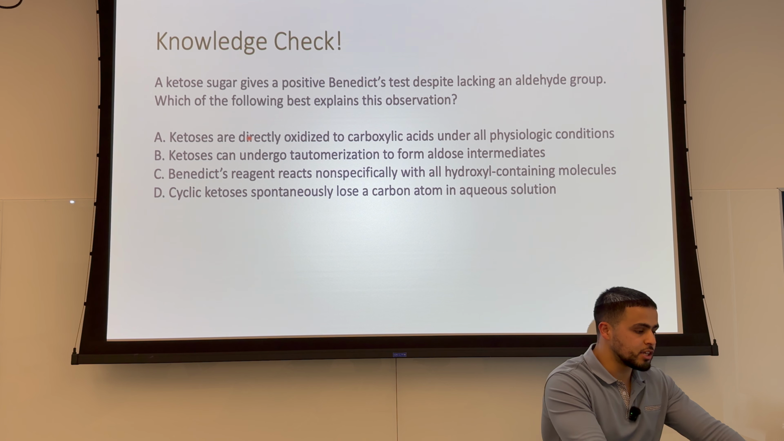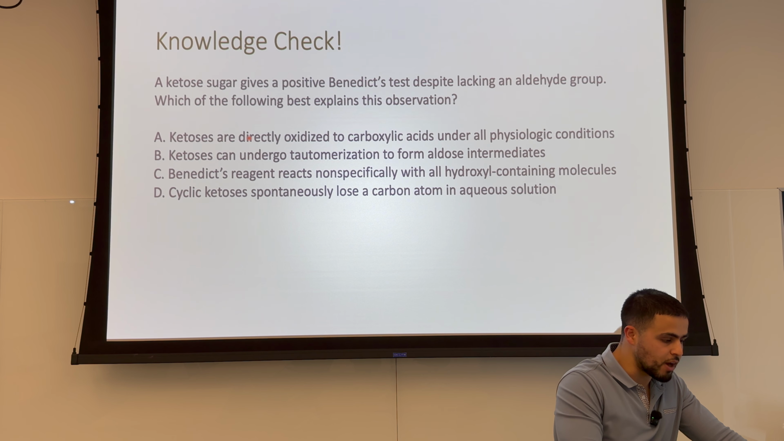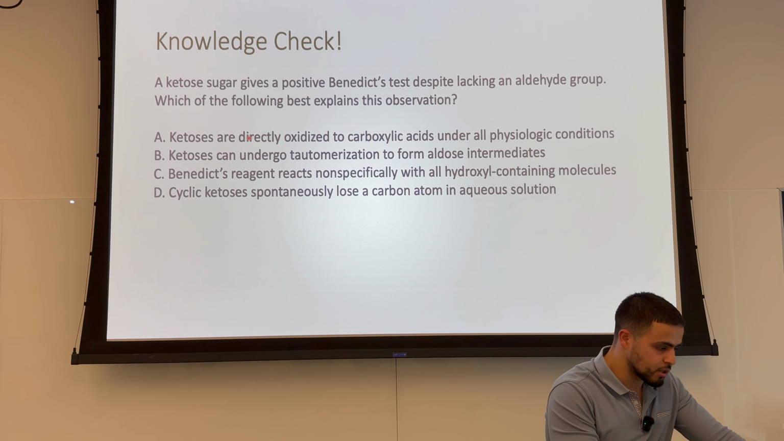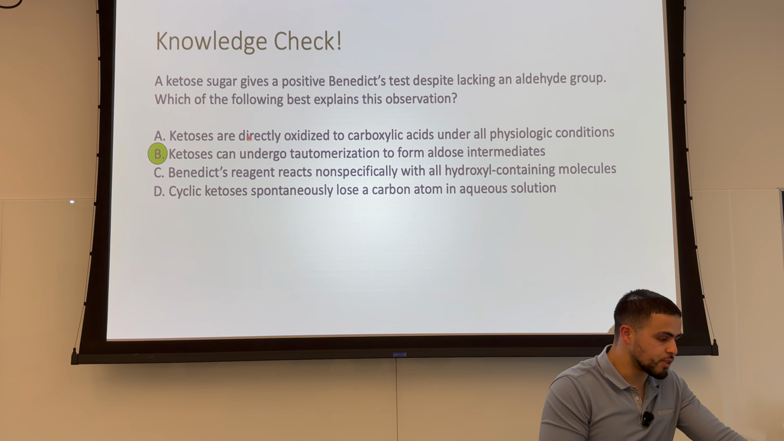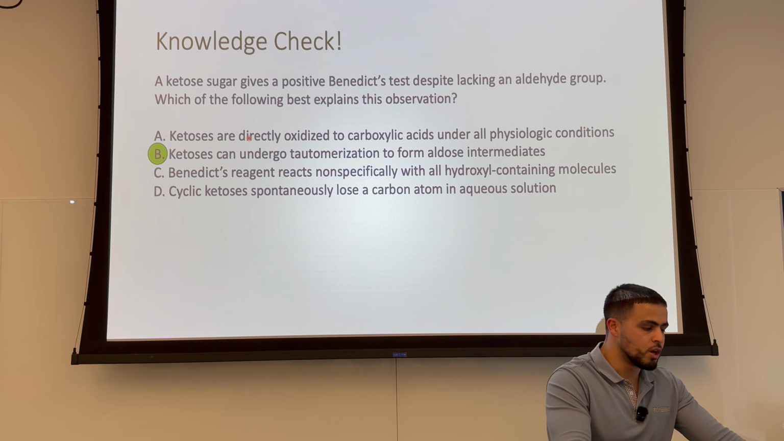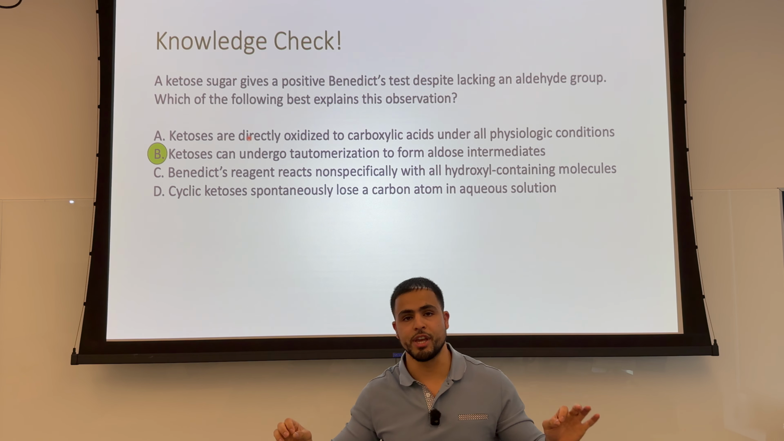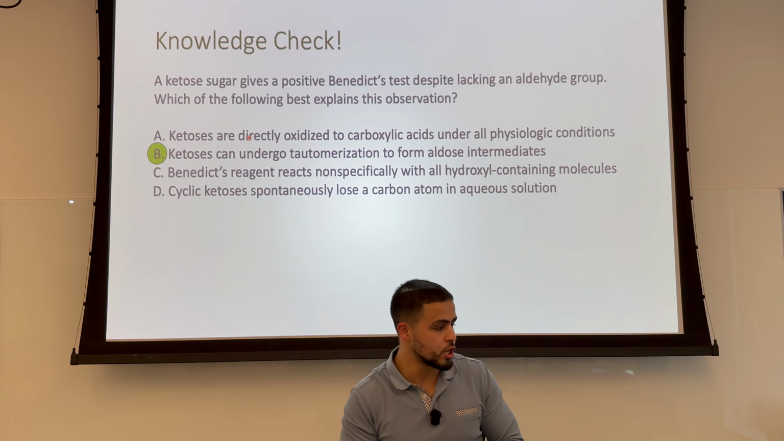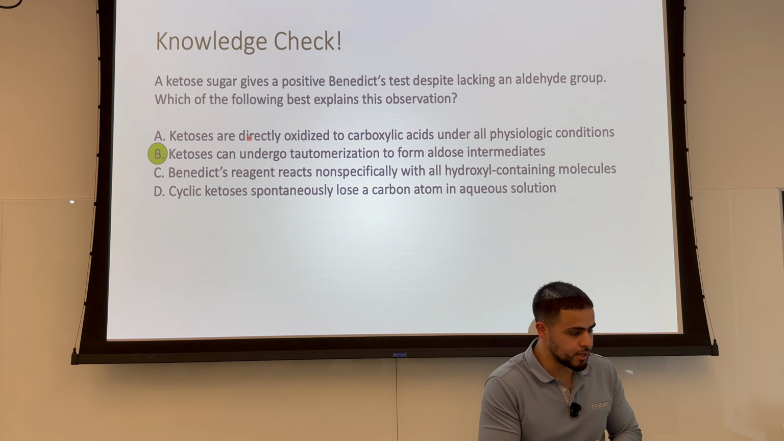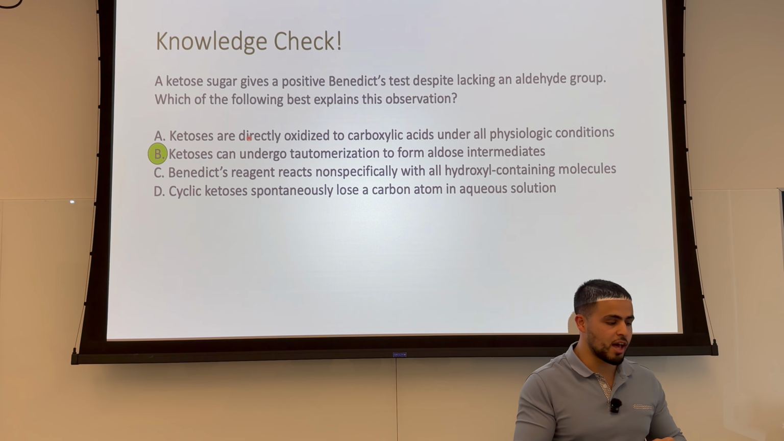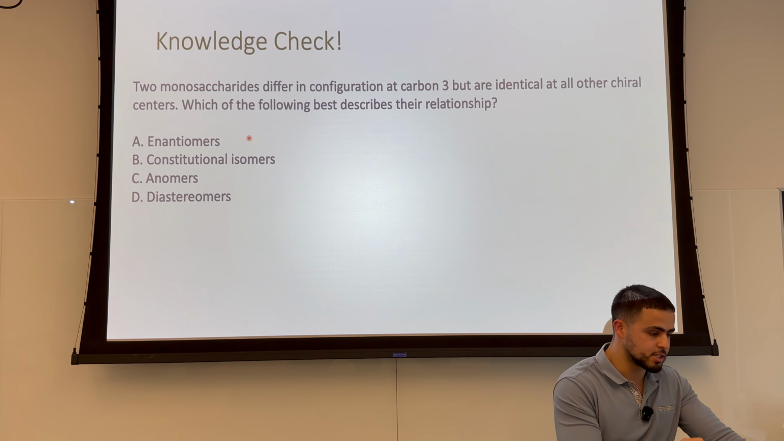Okay, next we have a keto sugar that gives a positive Benedict's test despite lacking an aldehyde group. Which of the following best explains this observation? So I'm going to jump to the answer, but feel free to pause the video. So the answer is ketoses can undergo tautomerization to form aldose intermediates. So recall that normally only aldehydes or aldehyde-containing sugars should give a positive Benedict's test, but because ketones can sometimes tautomerize into aldoses, you'll have a positive Benedict's test.